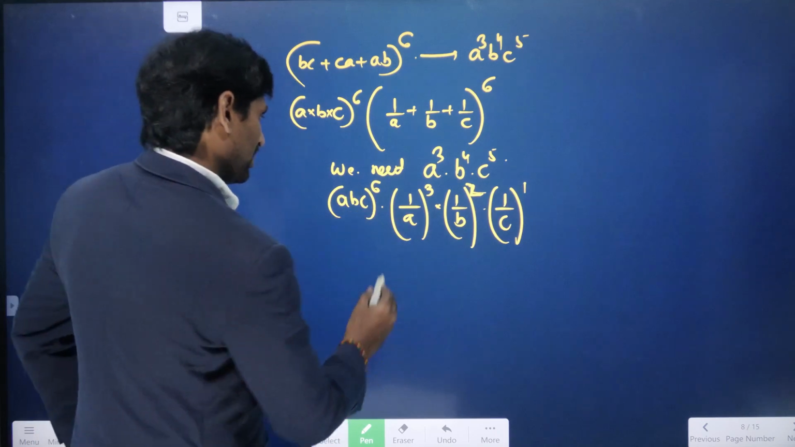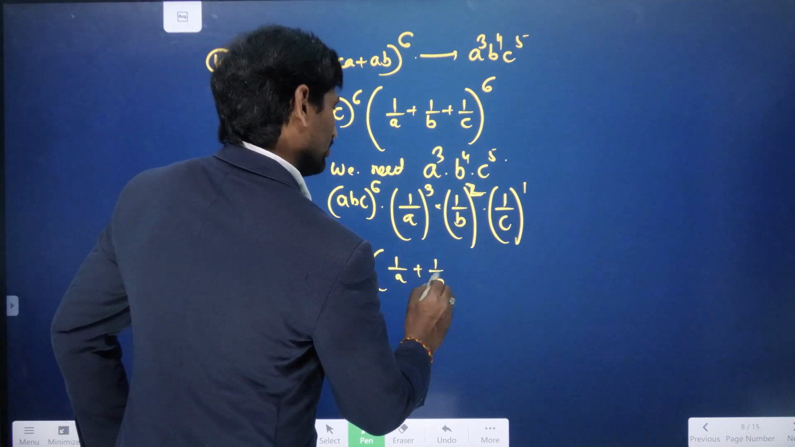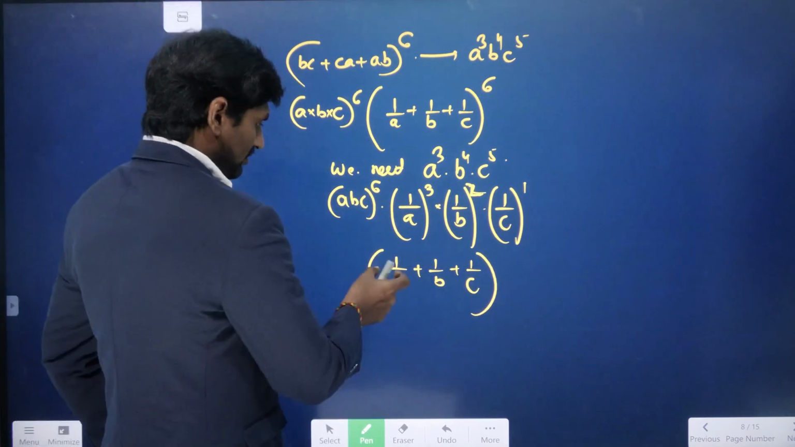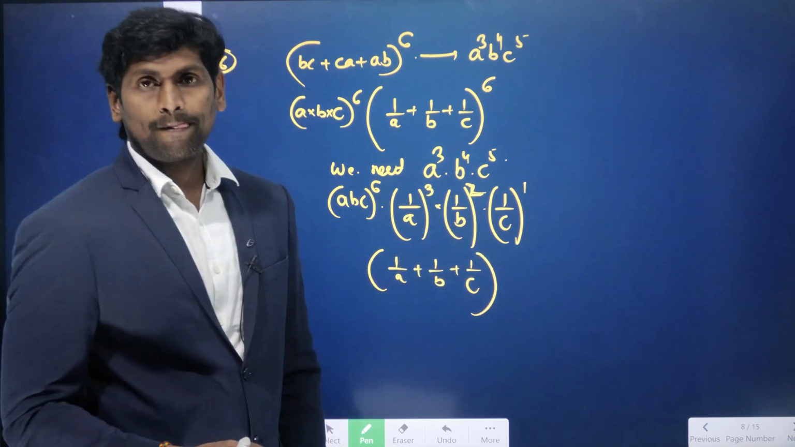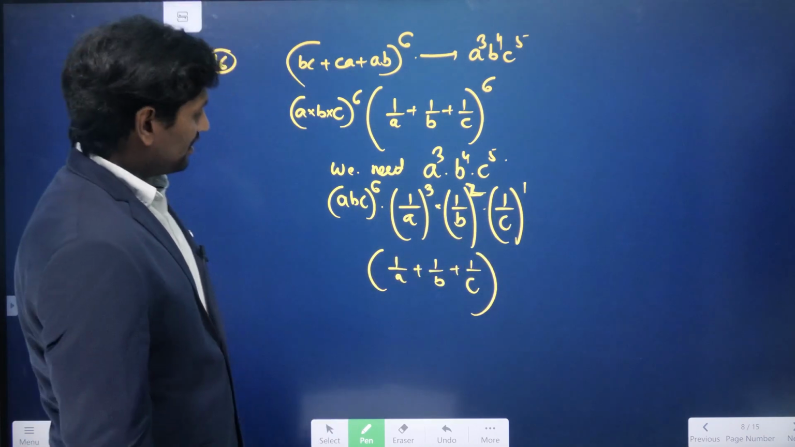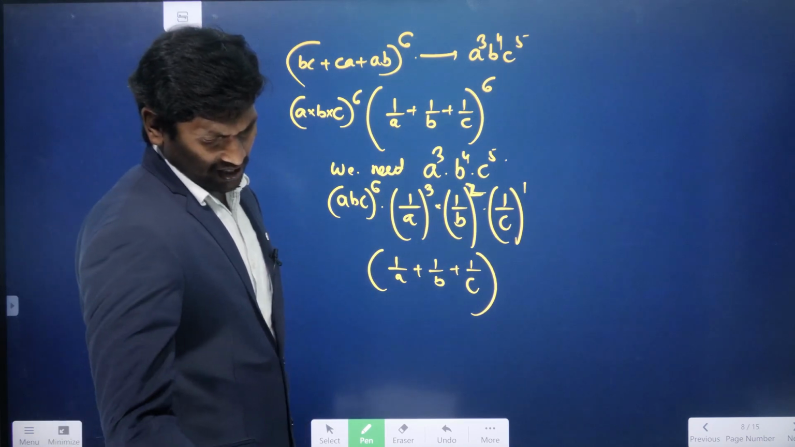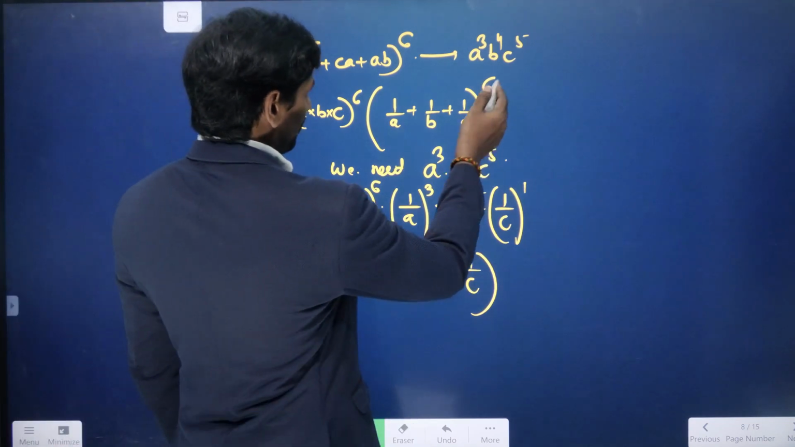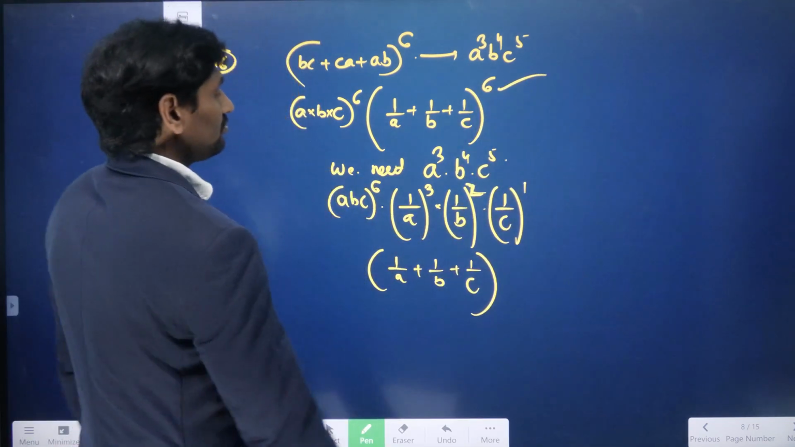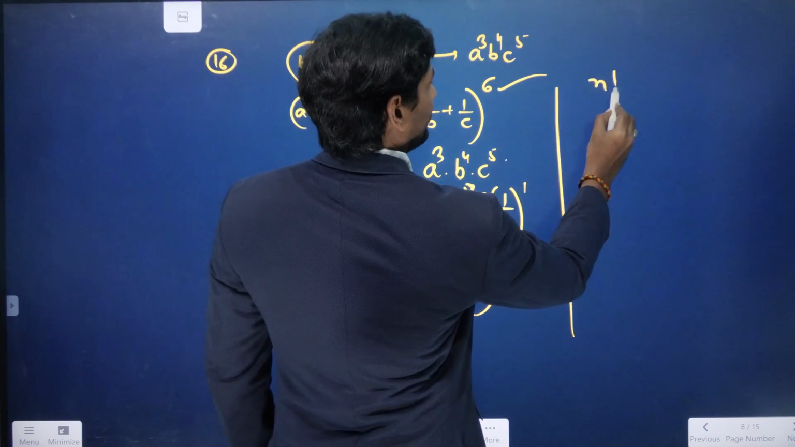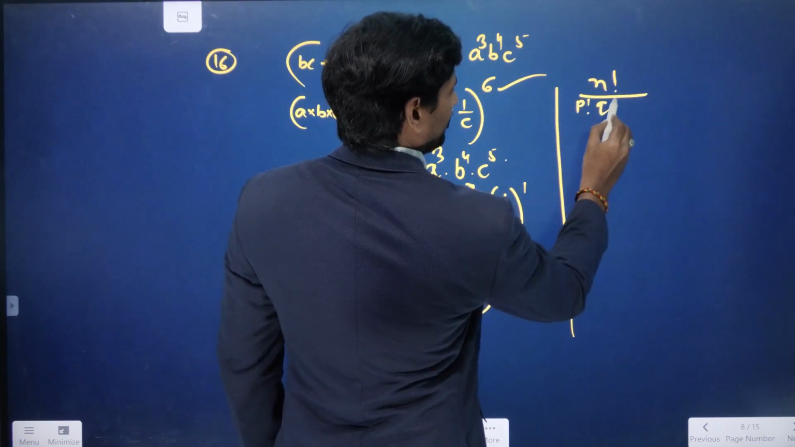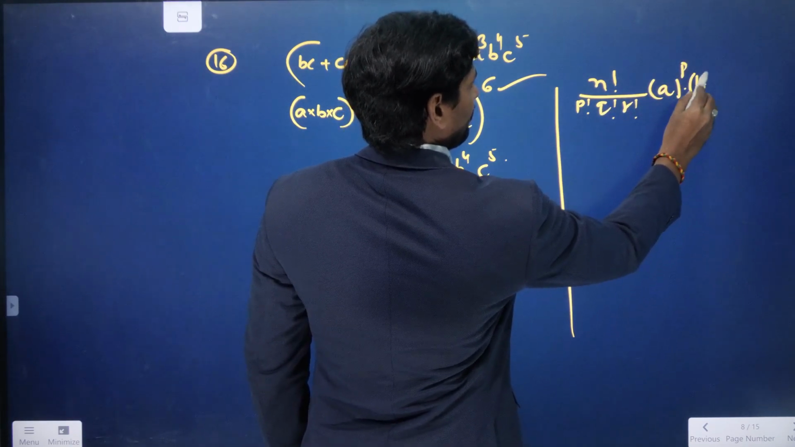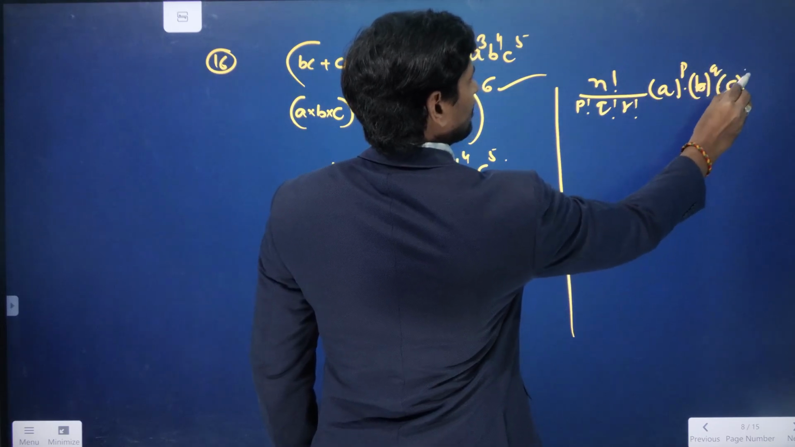Now this one I am considering as 1 by a plus 1 by b plus 1 by c. Like a trinomial we can use, right? So let us take this value as x, y, z. So x value is 1 by a, y value is 1 by b and z value is 1 by c. And apply the whole to the power of 6. Apply the condition: n factorial by p factorial into q factorial into r factorial, a power p, b power q and c power r. This is the format actually.